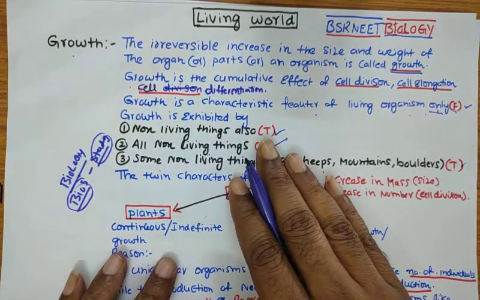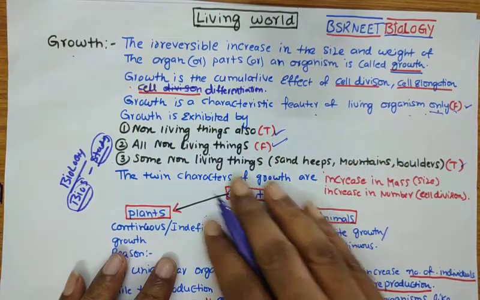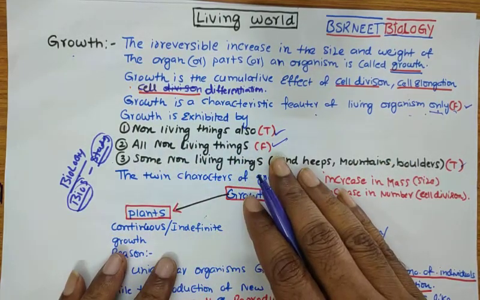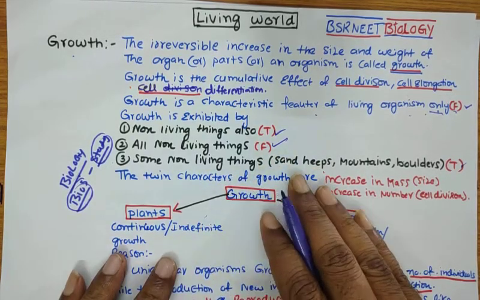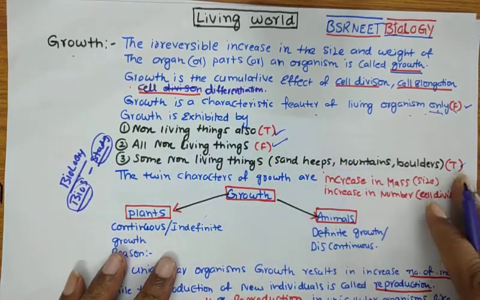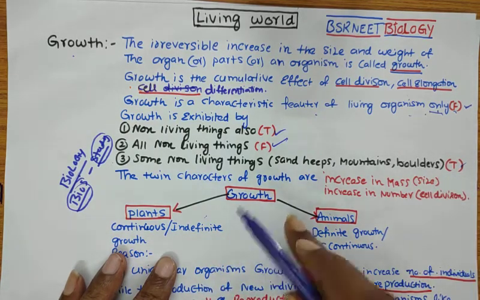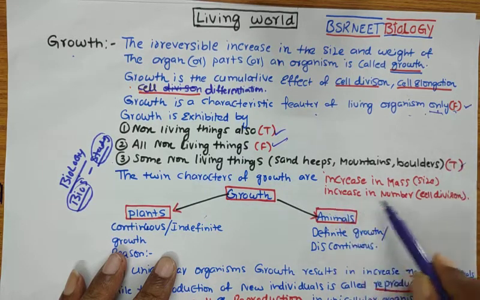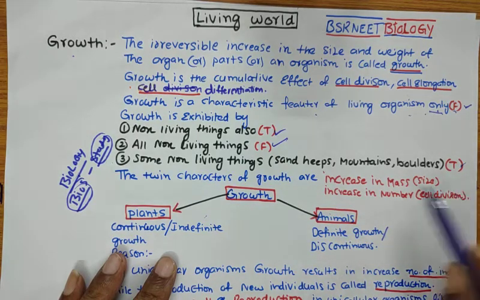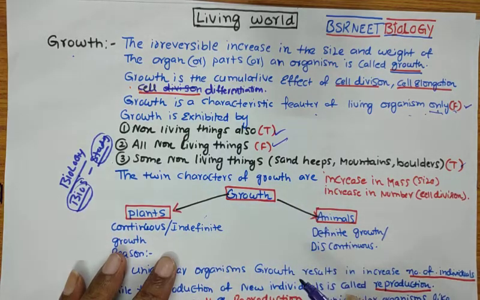Non-living things also show growth. That statement is true. All non-living things show growth. That statement is false. Some non-living things like sand heaps, mountains, and boulders show growth. So what are the twin characters of growth? Increase in mass, that means size. Increase in number, that means cell division. Those are the twin characters of growth.